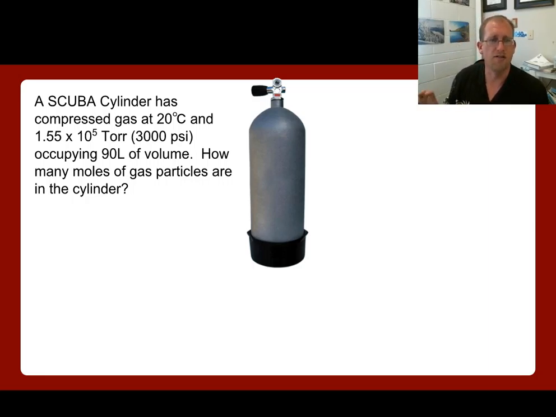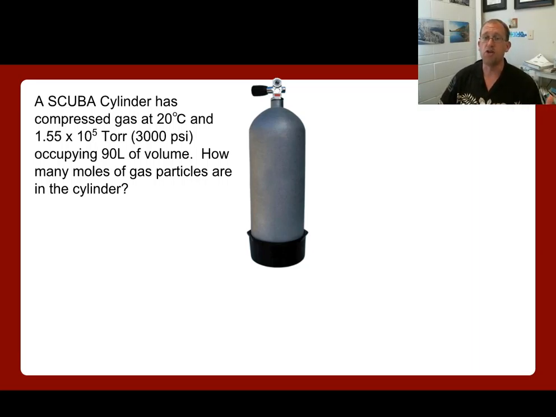Anyway, here we are, scuba cylinder, compressed gas at 20 degrees Celsius, and 1.55 times 10 to the 5th torr, or in PSI, that's 3,000 PSI. This gas occupies a volume of 90 liters. So it's 90 liters inside that cylinder. And how many moles of gas particles are there? I want to know how many actual pieces of gas there are in that cylinder.